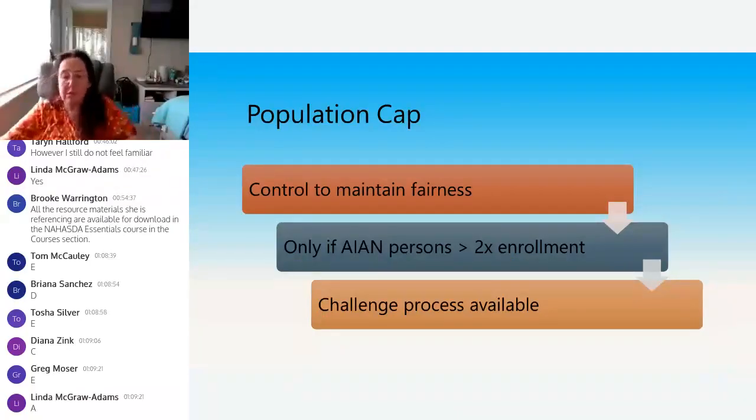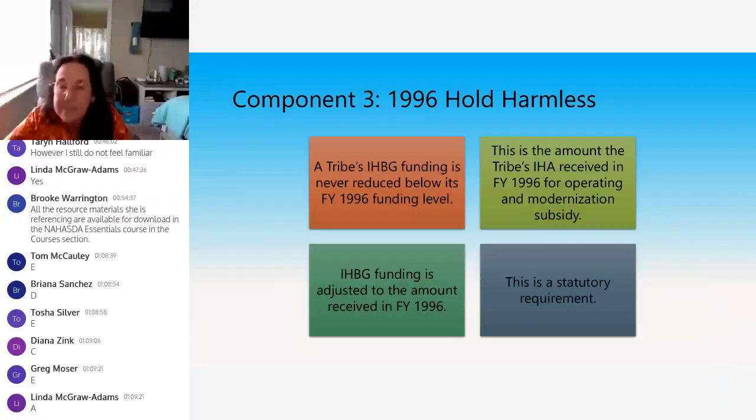So the 1996, that component 3, your tribe's block grant is never reduced below what you received in funding in 1996. It is the amount the tribe's Indian Housing Authority received for operating and modernization and subsidy. So your block grant funding is adjusted to the amount received in 1996. It's a statutory requirement that you can never fall below that amount.